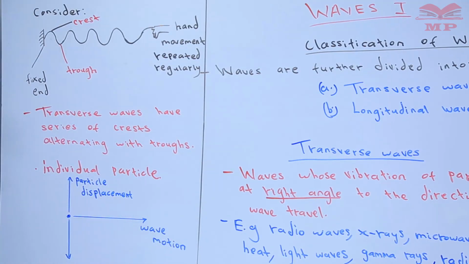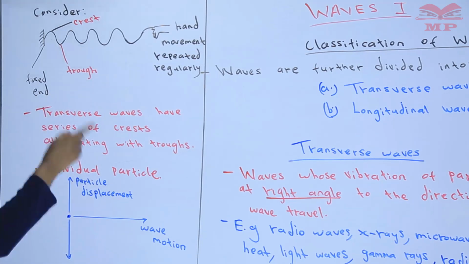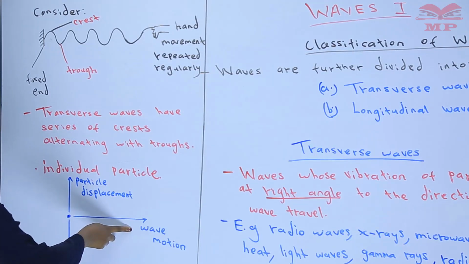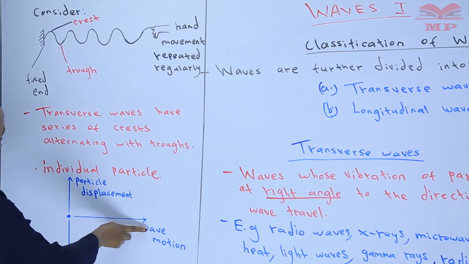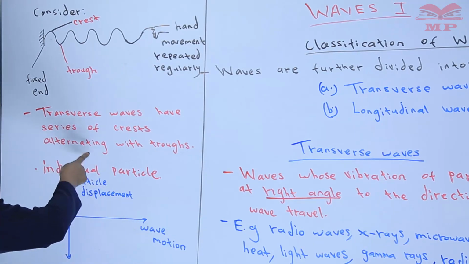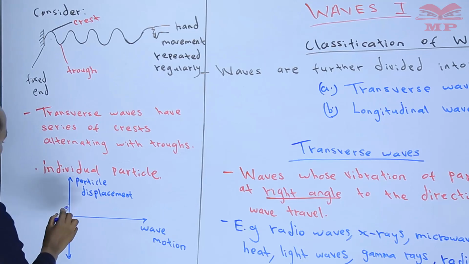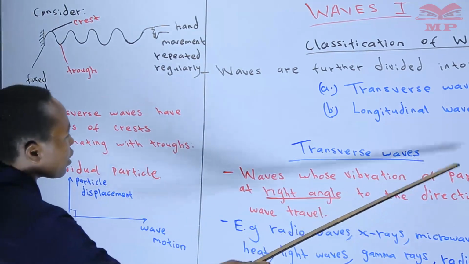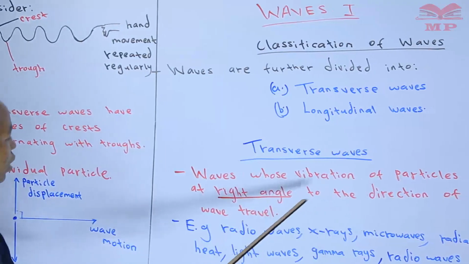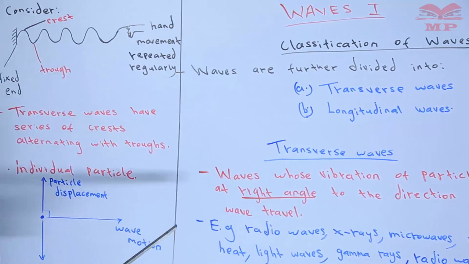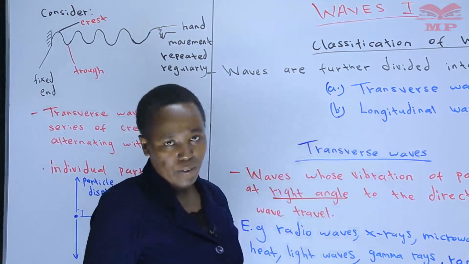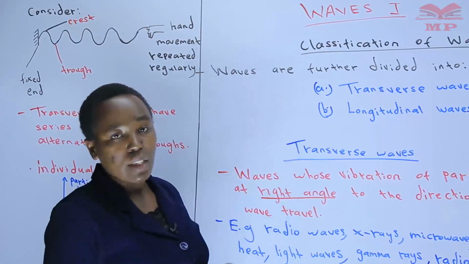We are saying you are moving the hand in a repeated movement, up, down, and we can see the wave moving in this direction as the particle moves up and down. Therefore we are saying that this is an angle of 90 degrees, and we define a transverse wave as a wave whose vibration of particles is at right angle to the direction of wave travel. So that is all for now on transverse waves.